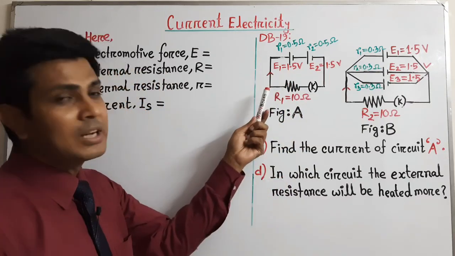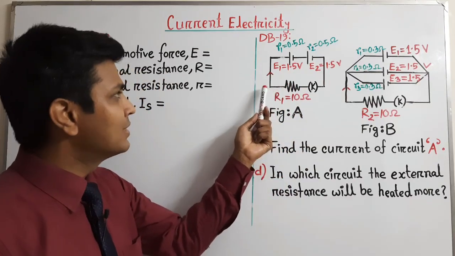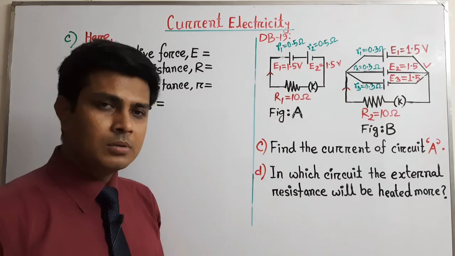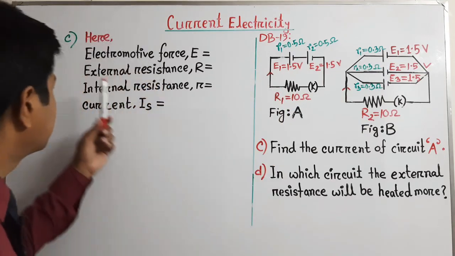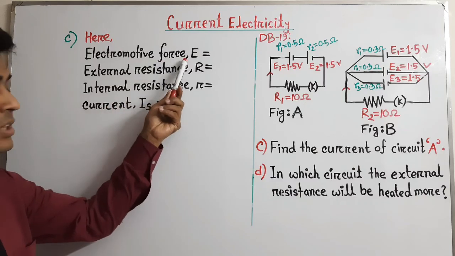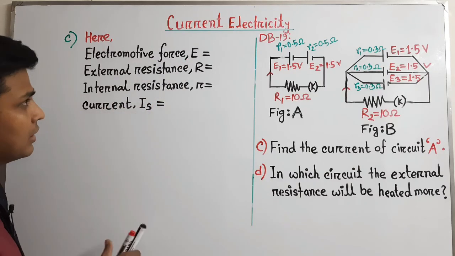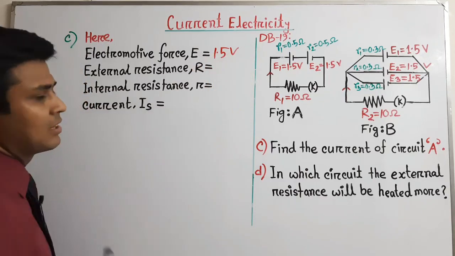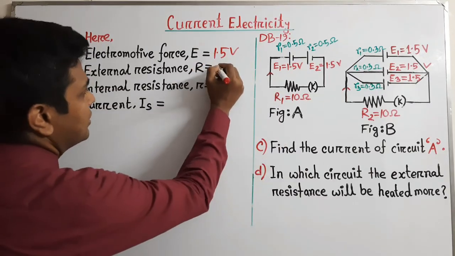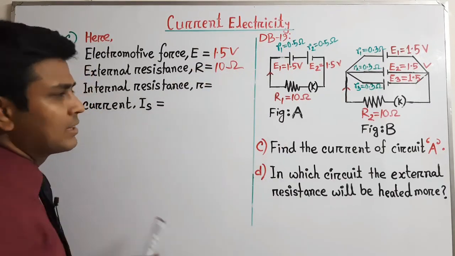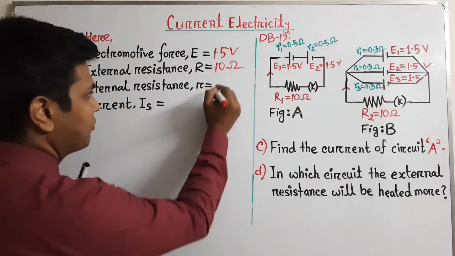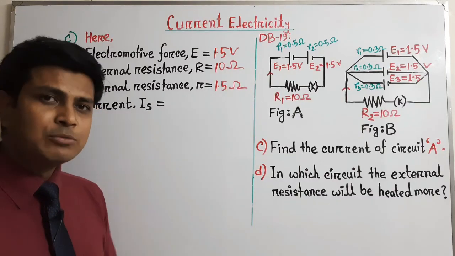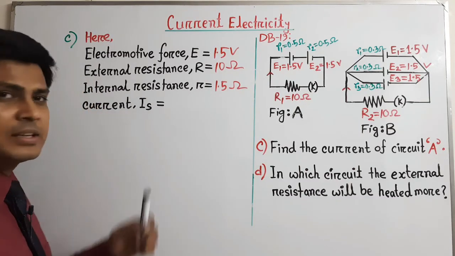So if you want to calculate the current of the circuit, you have to know what the arrangement of the circuit is, and the circuit is arranged in the series combination. So let's see the given information first. Here the electromotive force E is given as 1.5, the external resistance is given as 10 ohm, and the internal resistance is given as 0.5 ohm, and we have to calculate the value of current Is.